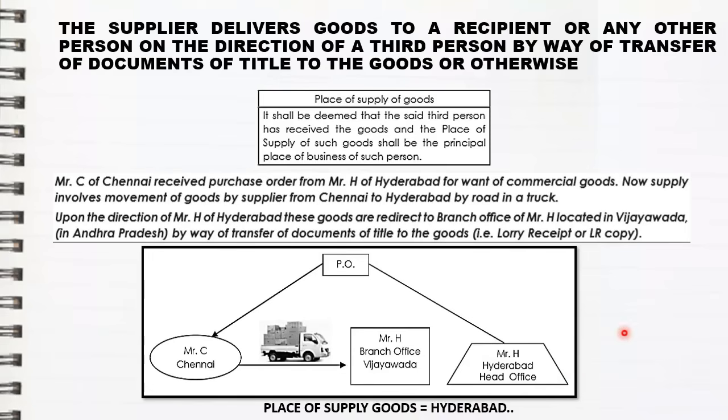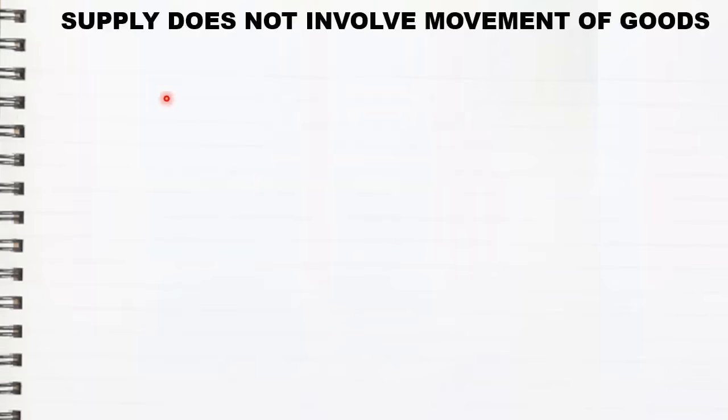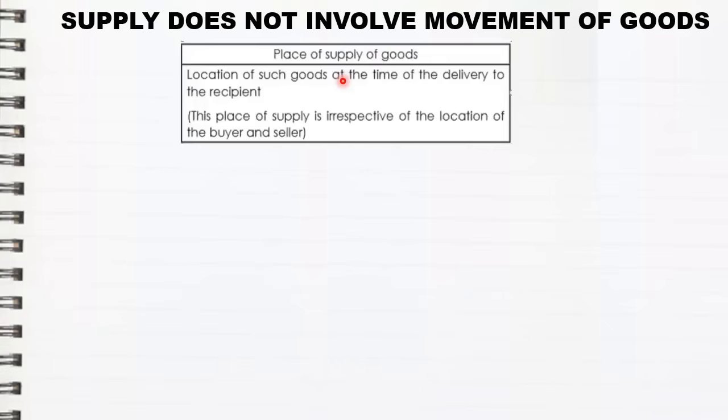Now let us see the next rule. Now the next rule is based on where the supply does not involve movement of goods. It means the goods are not going from one place to another. So in this, the place of supply will be based on what? The place of supply of goods will be based on the location of such goods at the time of delivery to the recipient. This place of supply is irrespective of the location of the buyer and seller.